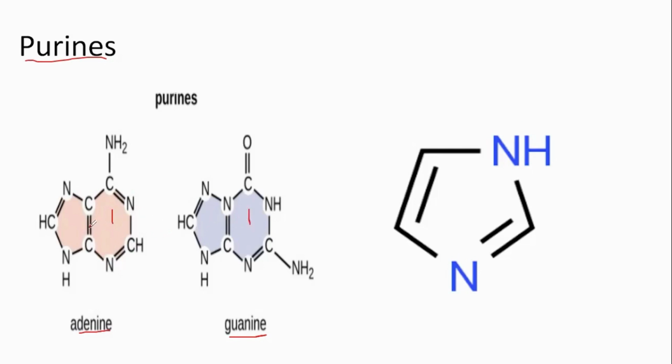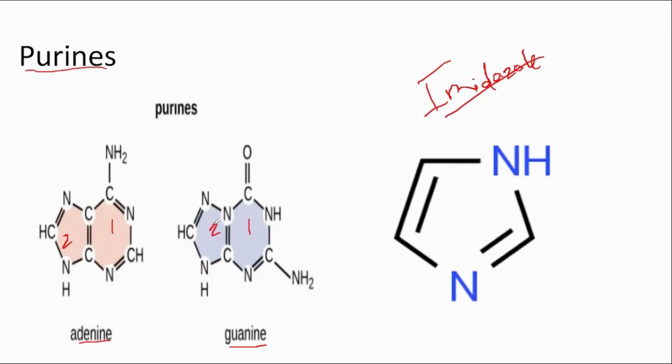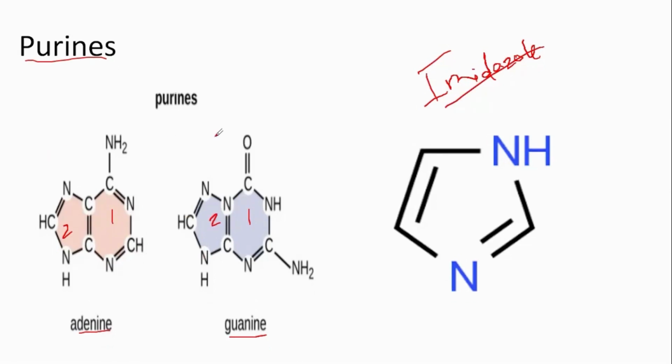Now the second ring I'm talking about over here, this is the second ring, and it has been derived from imidazole. Imidazole is something which is attached over here in the second cyclic structure within the purines. All right. So remember one thing. Pyrimidines do not have an imidazole ring. Purines do have an imidazole ring.